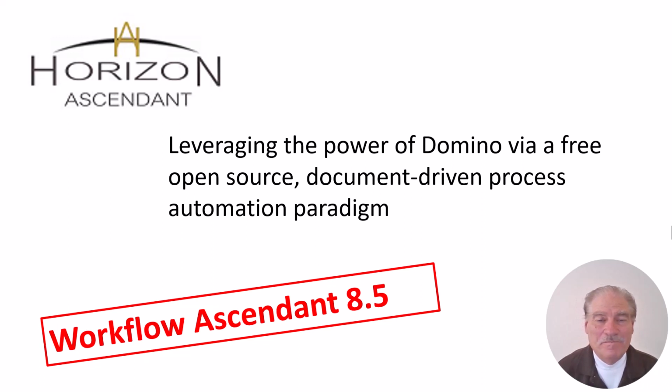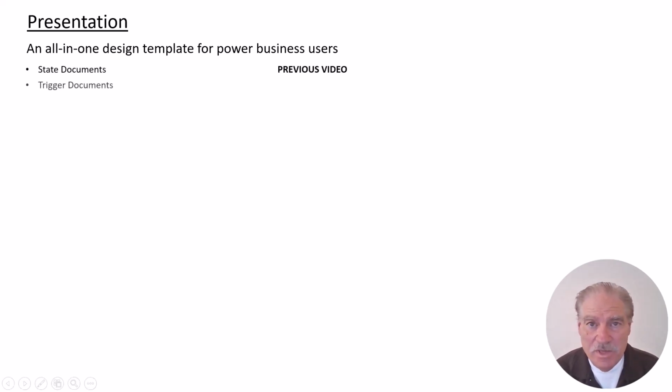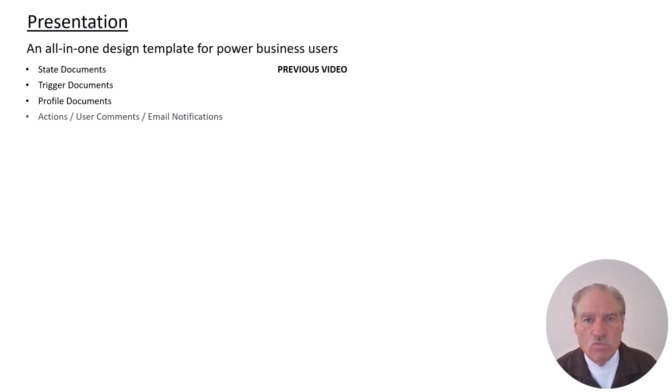Thanks for joining me. This is our second video in a two-part series regarding the new version of Workflow Ascendant 8.5. It is an all-in-one design template, as you know, designed for Power Business users. Now, we looked at last week the core of the system, state, trigger, and profile documents, as well as functionality around that core.